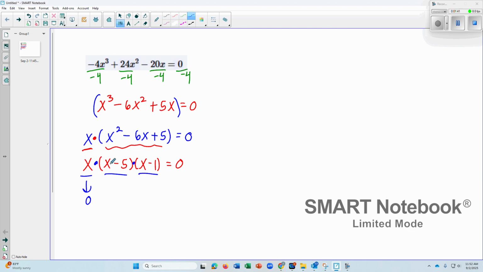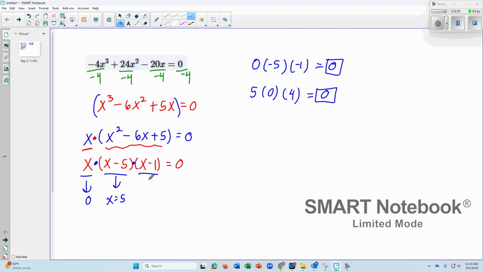Because if I let x equal 0, what will happen is I'll get 0 times negative 5 times negative 1, which would then equal 0, right? So we want to make sure we have that as our potential solution. Then another one right here would be positive 5, because if you plug that in, you would get 5 times 0, and then let's see, 5 minus 1 would be a 4. But once again, if you multiply that all together, that equals 0.